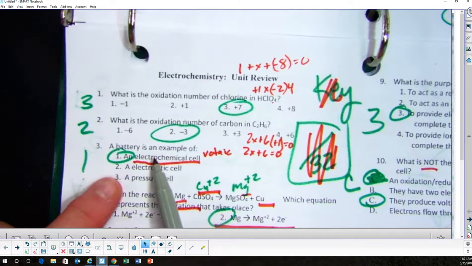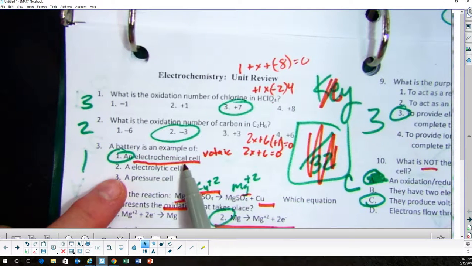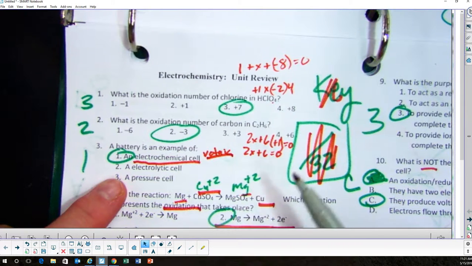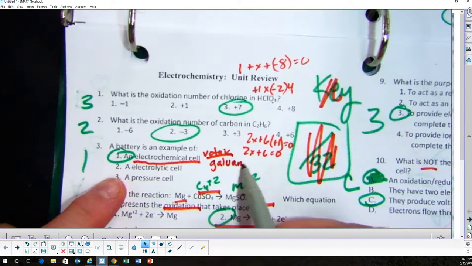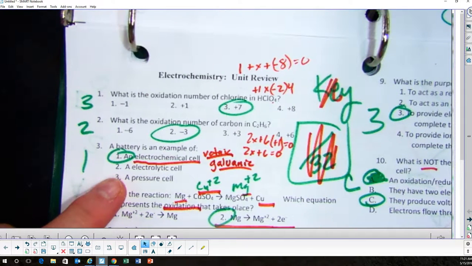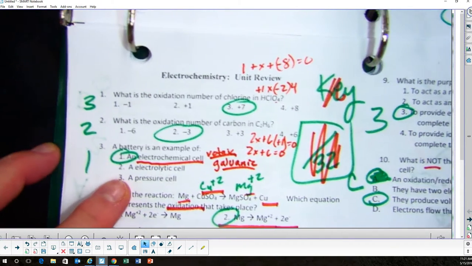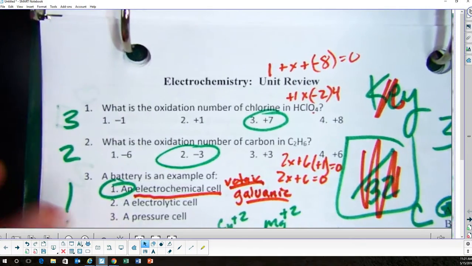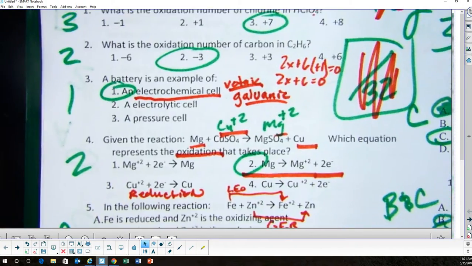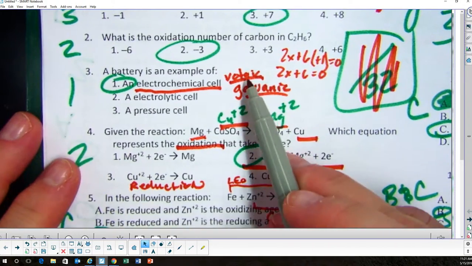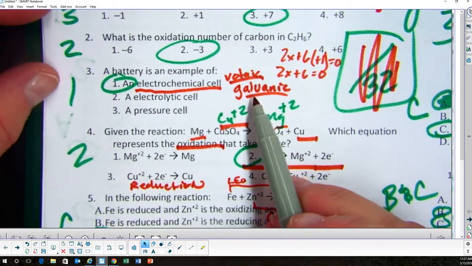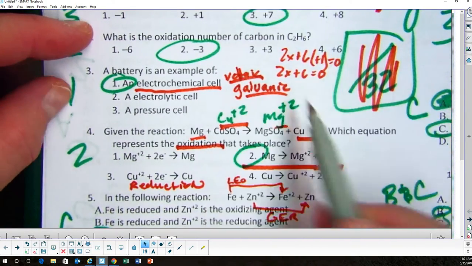A battery is an example of an electrochemical cell that is a voltaic or galvanic. The other word for that is galvanic cell. That means it's going to give off voltage. Okay? I'm going to enlarge that a little bit so we can see that a little bit better for the back of you. So it is an electrochemical cell, and it should be a voltaic or galvanic cell.